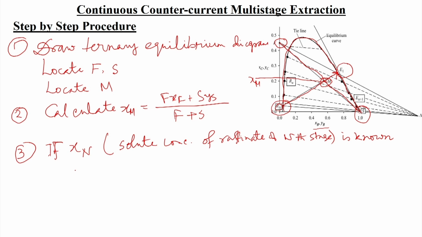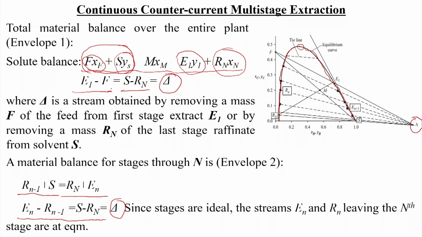Okay. So, now we join R n and m, then extend the line to E 1, that is now in the extract arm. Now we have F available, and we know E 1. We know the difference point that we found out, that is E 1 minus F or S minus R n, giving this delta.